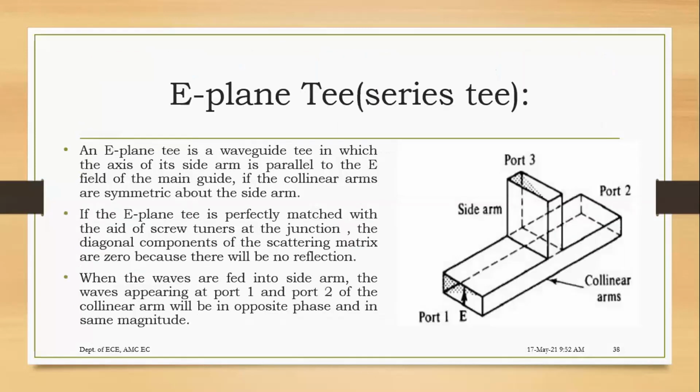Now coming to the first one, which is called E-plane T, or series T. If you see the figure, you can see there are 3 ports. E-plane T is a waveguide in which the axis of its side arm is parallel to the E field of the main guide, if the collinear arms are symmetric about the side arm.